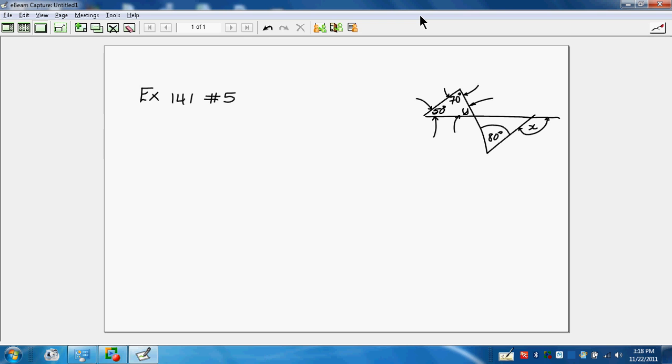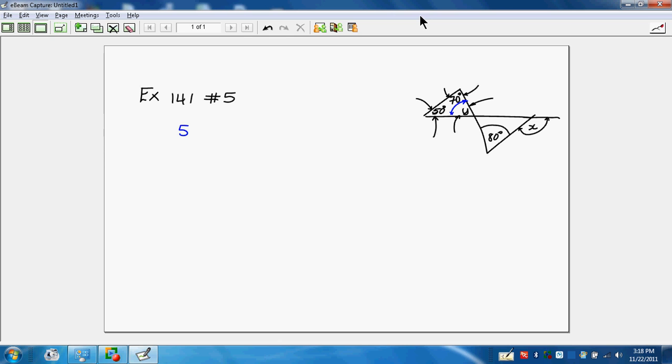Okay, so in exercise 141, number 5, we have a situation here where we need to find angle y and angle x. Angle y and angle x. So we could first find angle y very easily, which is this angle here, by saying that the three angles in that triangle there must add up to 180. Okay, so that's the easy part.